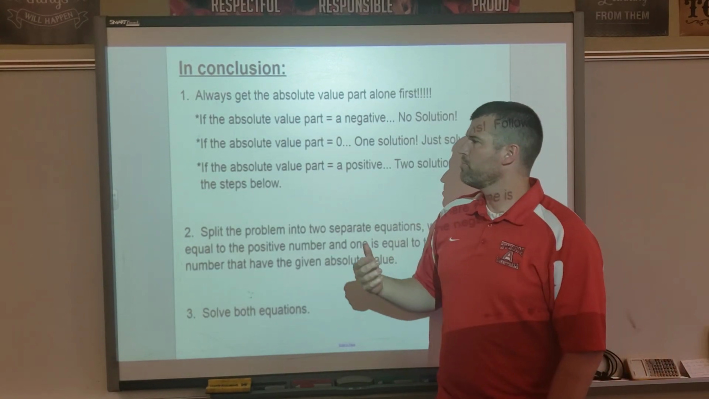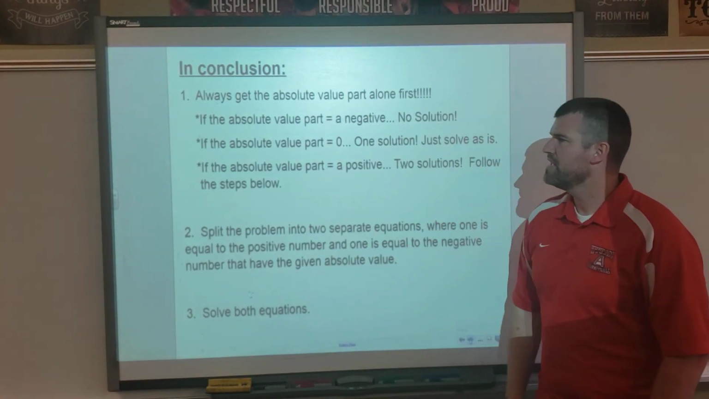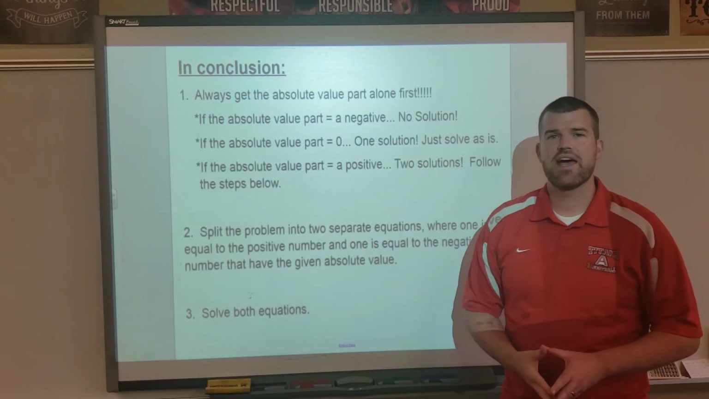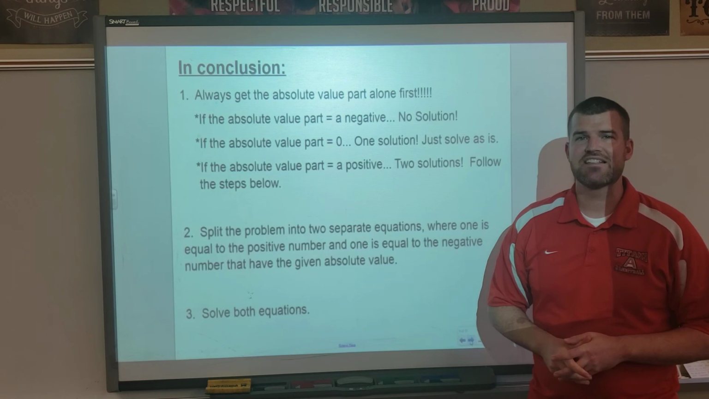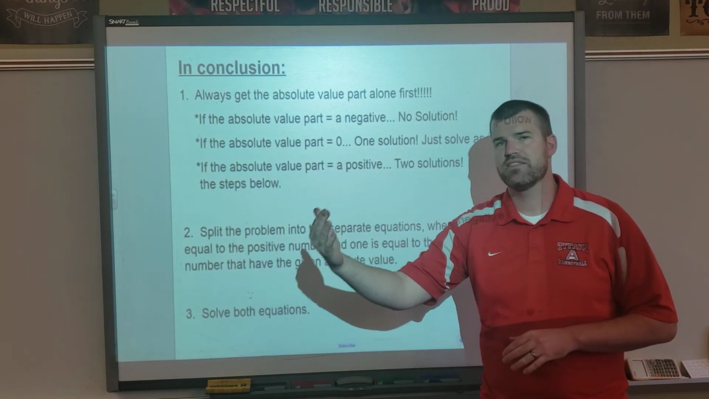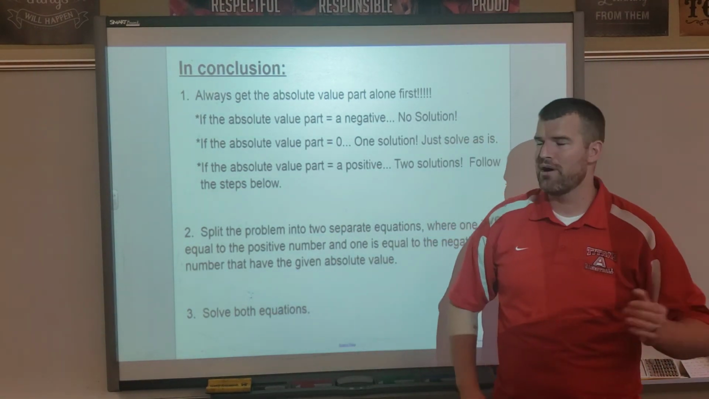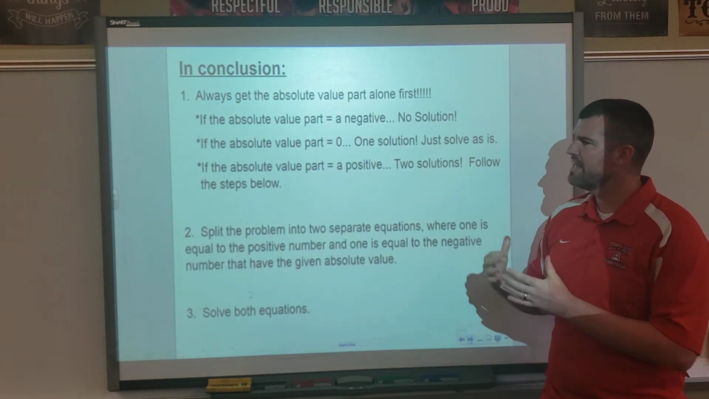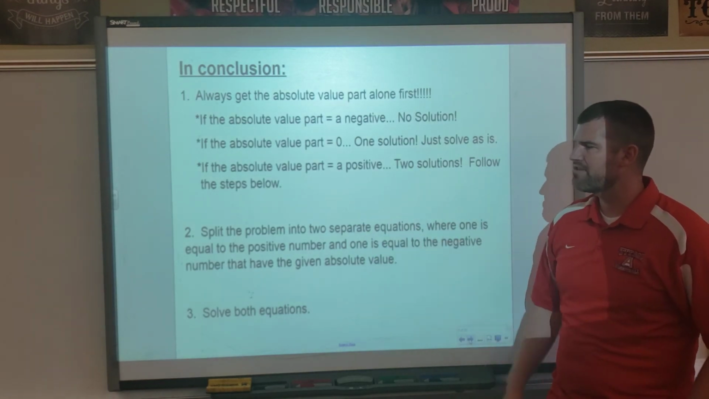But majority of the problems, we're going to have the absolute value equal to a positive number. And if it's equal to a positive number, we have 2 different ways to be that distance from 0. We could either be at the negative of the number or the positive of the number. So we would get 2 solutions. In that case, we're going to follow these steps here.